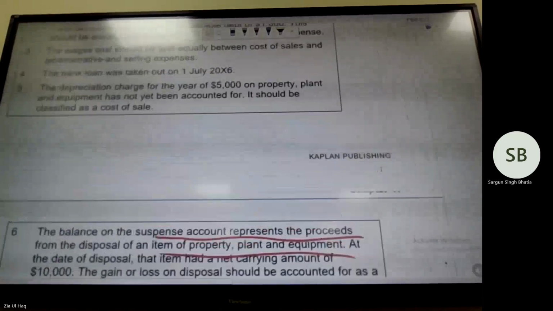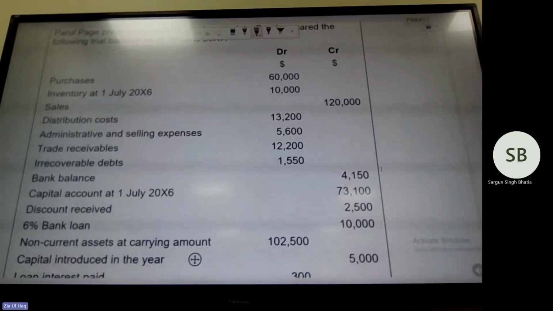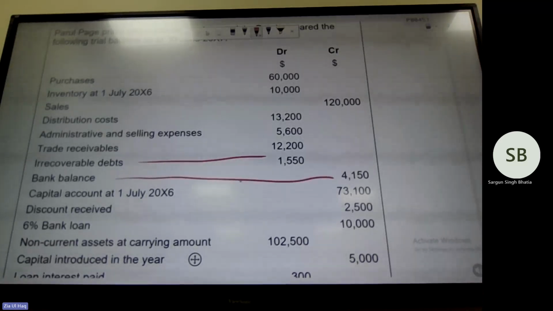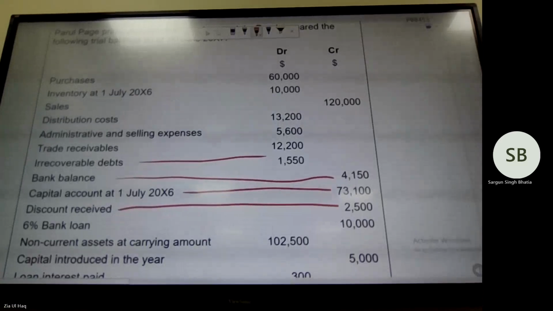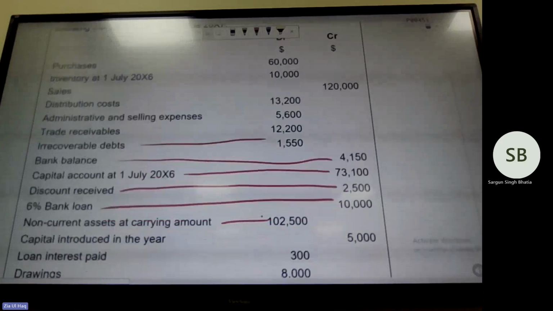Okay. So we have purchases, opening inventory, sales, distribution cost, admin and selling expenses, trade receivables as a current asset, irrecoverable debt expense, bank balance meaning current asset cash at bank, capital account meaning retained earnings opening balance, discount received as other income. Discount received as other income means before profit before interest and tax, we need to add it. 6% bank loan, non-current liability, non-current assets at carrying amount, like in the previous question.